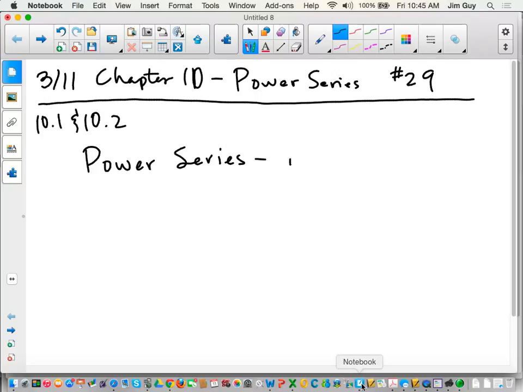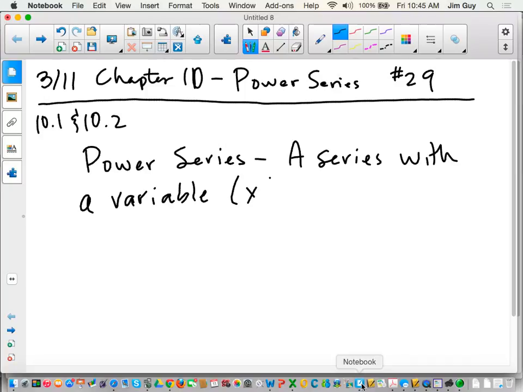Basically, a power series is a series with a variable. And by that we mean x. Okay, so you will now have a variable in your series. So it'll be like a function, basically. Here's an example of what one looks like.